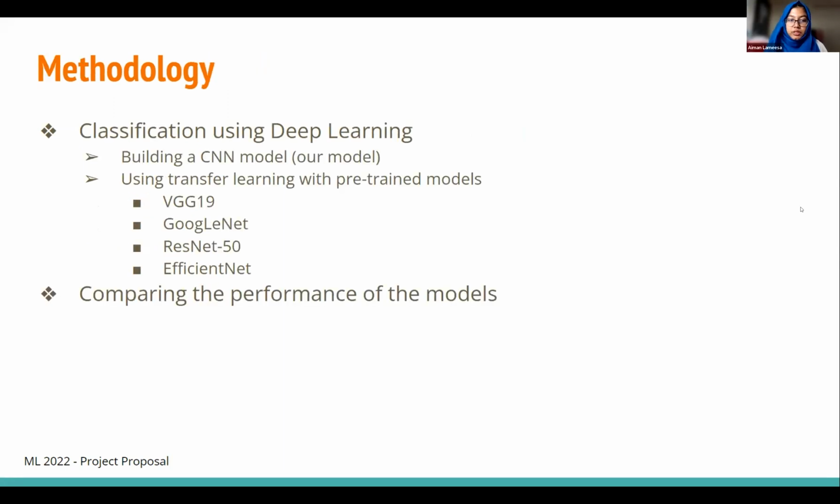Then we will build our own CNN model for the classification problem. Then we will use transfer learning using pre-trained models of some popular CNN architectures like GoogleNet, ResNet, etc. And finally, we will compare the performance of our implemented models. Thank you.